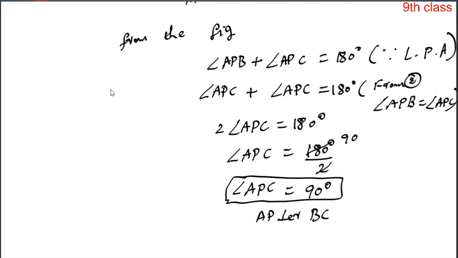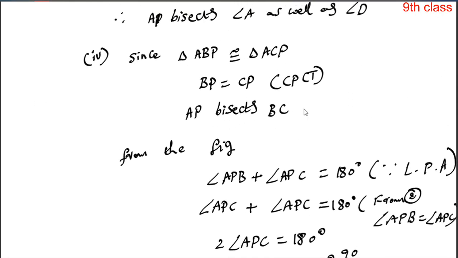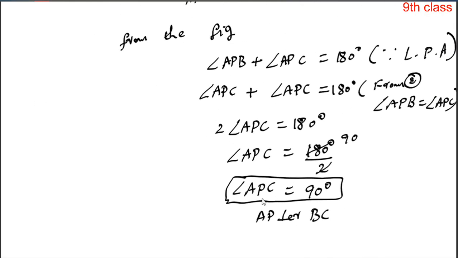So AP bisects BC and AP is perpendicular to BC. Therefore AP is the perpendicular bisector of BC. This is the fourth condition.